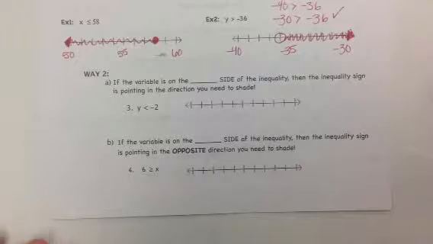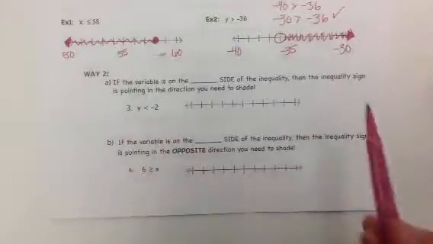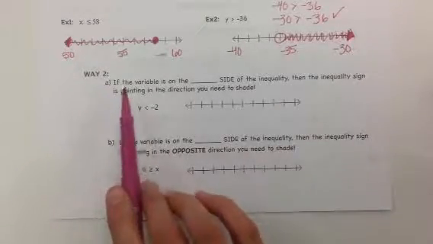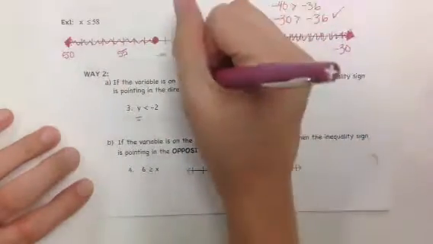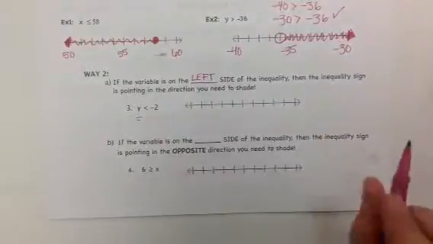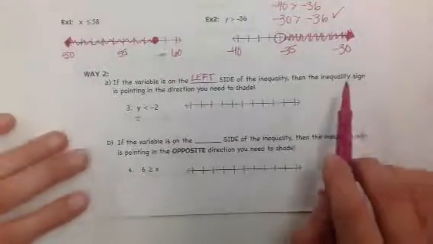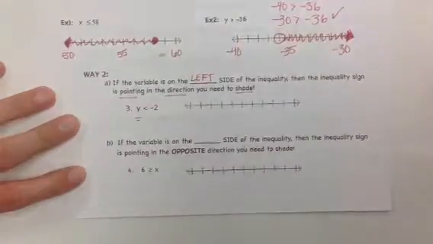Here's way 2, and this is the way that I like to go about doing it, but you got to choose what works best for you. So this way I think is a little bit shorter. I don't have to plug in all those numbers. So for the second way, if the variable, so we're looking at our variable here, is on the left side of the inequality, then the inequality sign is pointing in the direction you need to shade.